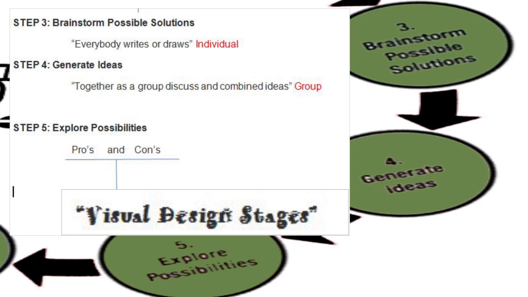Step 4 is generate ideas as a group. So step 3, each student draws their own pictures. Step 4, you come together as a group and you share your ideas. You share with each other. You generate. You look at the good and the bad, and then together you generate one design.